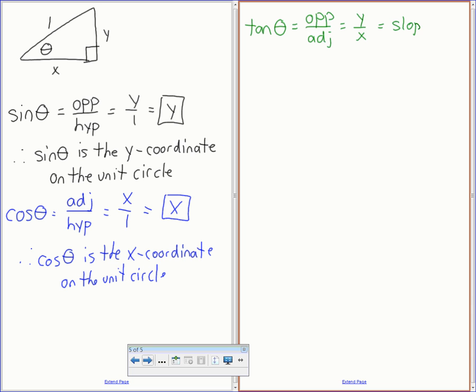Tan of theta is the slope from the origin to point P. So wait, if theta was 33 degrees, the slope would be whatever. Okay, and that's why, remember we talked about tan 45 being equal to 1. So that's the slope, a rise of 1, a run of 1, the slope would be 1, right?